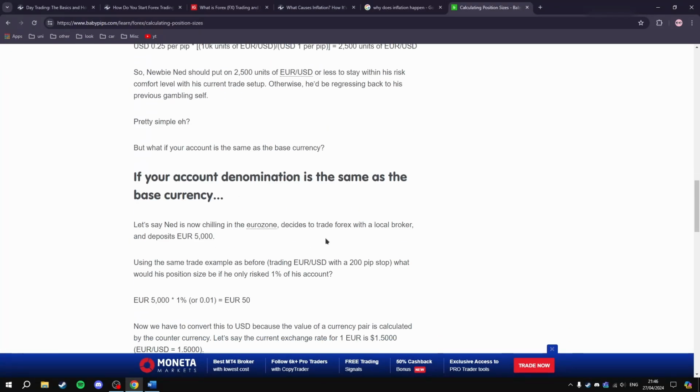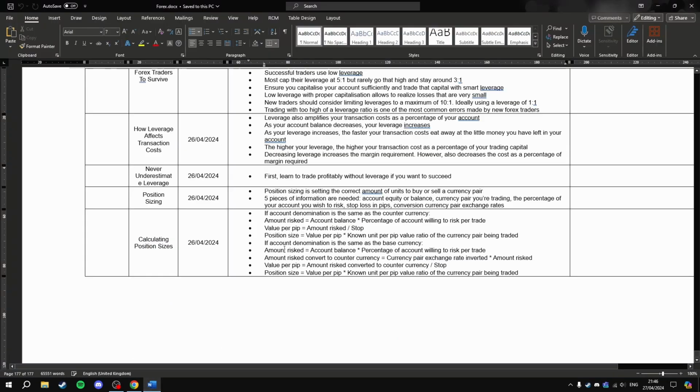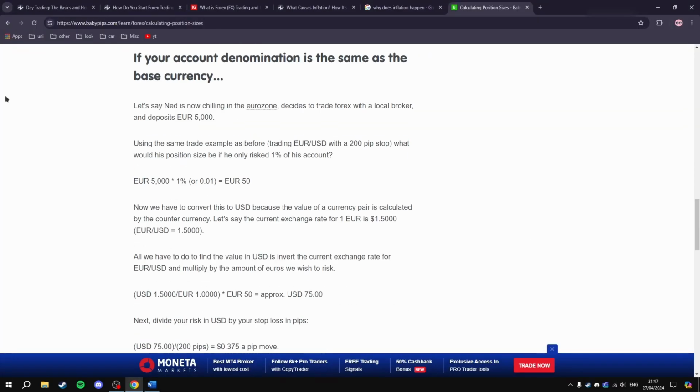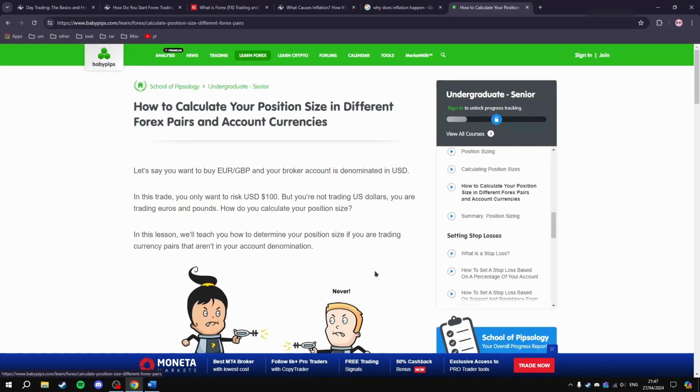And if your account denomination is the same as the base currency, then amount risked is equal to account balance times percentage of account willing to risk per trade. Amount risked converted to the counter currency is equal to currency pair exchange rate inverted times amount risked, and then value per pip is equal to amount risked converted to counter currency divided by the stop, and your position size will then be equal to value per pip times the known unit per pip value ratio of the currency pair being traded. So we got through that.